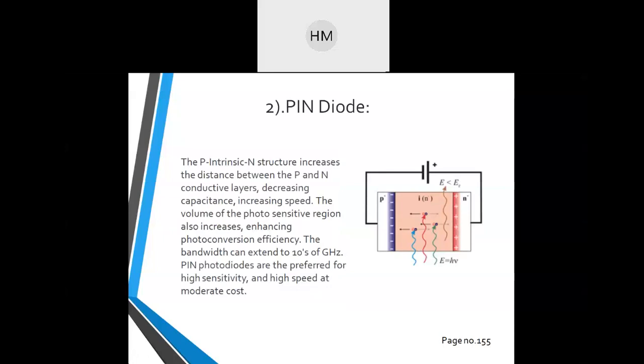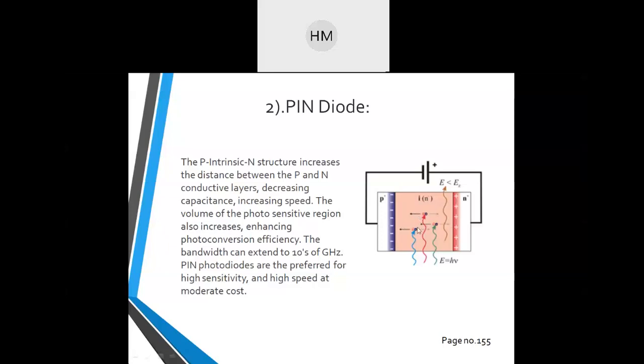PIN diode. This is the advanced version of your PN diodes, PN photodetectors. Here what we are doing, we are just increasing the depletion region layer by adding some new properties to the material. So here we are using a P intrinsic N structure. We are using an intrinsic layer between the P and N layers. The intrinsic structure increases the distance between P and N conductive layers, decreasing capacitance, increasing speed.